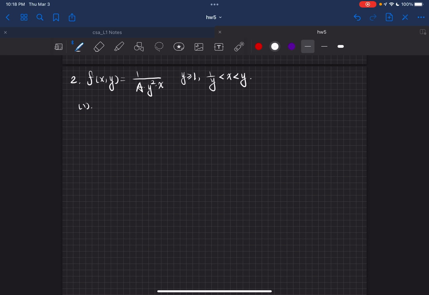of fxy. And as we know that x is between y and 1 divided by y, so x equals to y is this line, and x equals to 1 divided by y is this line. So based on this formula and y greater than 1, we know that the non-zero definition region of the joint density of fxy should be this blue region.